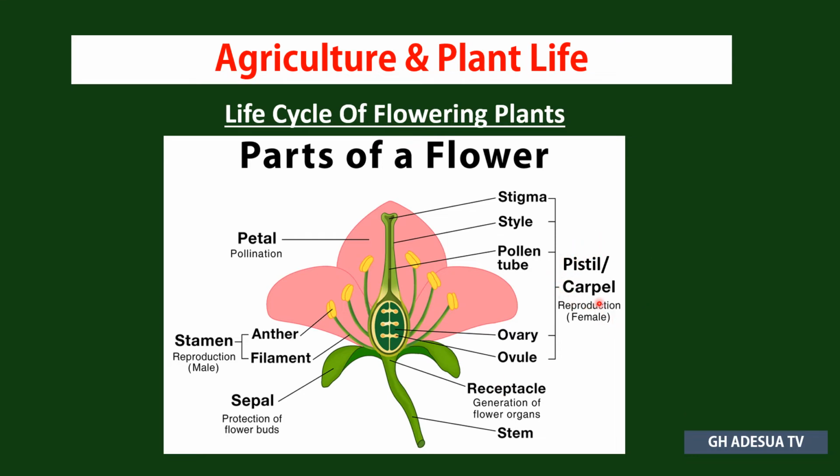The pistil or carpel. Now this is the female reproductive part of the flower. It contains a stigma, that is the top portion, and that is where the male portion settles. Then there's a style, that is a neck through which the pollen grains travel. Then you have the pollen tube, through which the tube keeps traveling until it gets into the ovary.